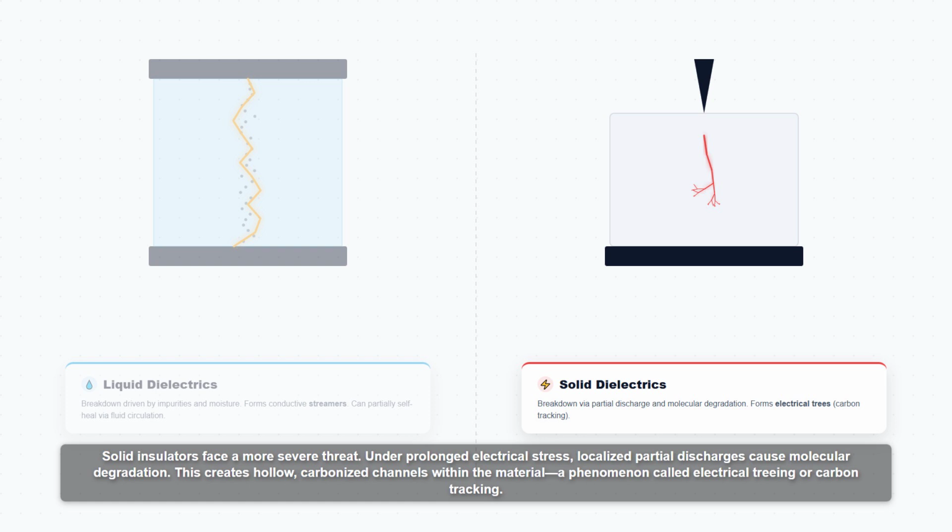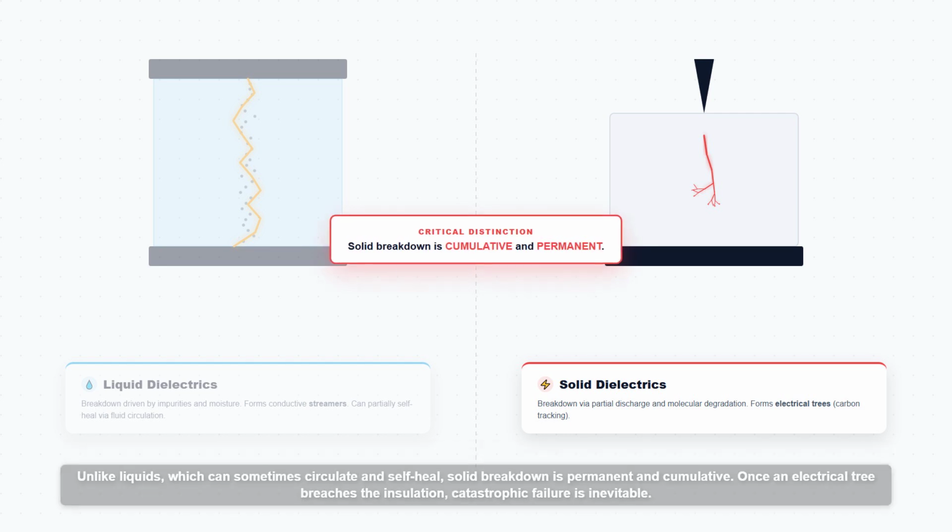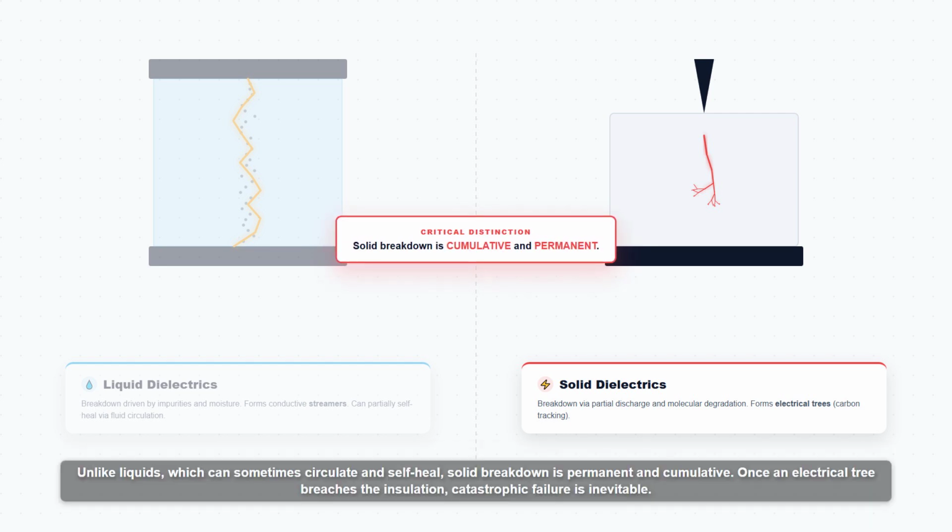Under prolonged electrical stress, localized partial discharges cause molecular degradation. This creates hollow carbonized channels within the material, a phenomenon called electrical treeing or carbon tracking. Unlike liquids, which can sometimes circulate and self heal, solid breakdown is permanent and cumulative. Once an electrical tree breaches the insulation, catastrophic failure is inevitable.